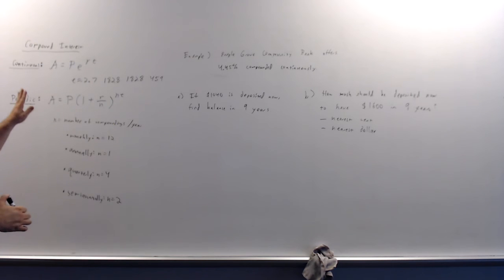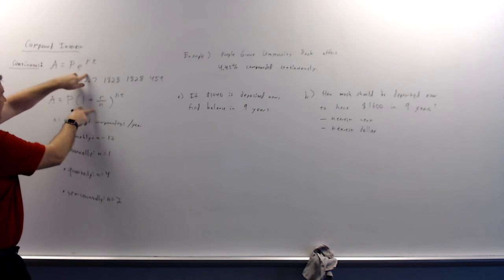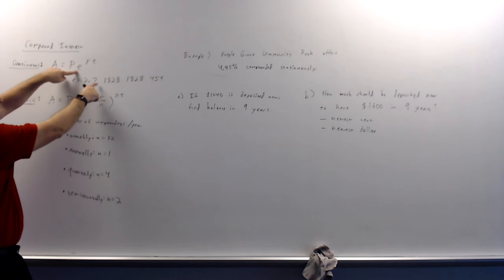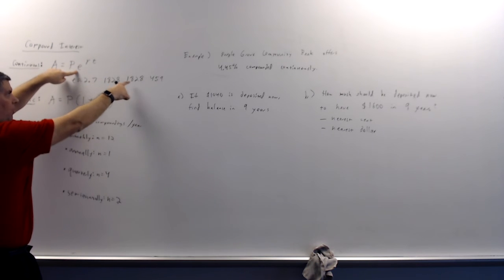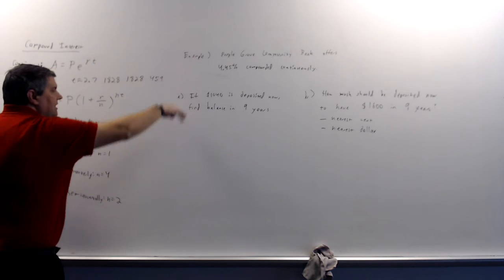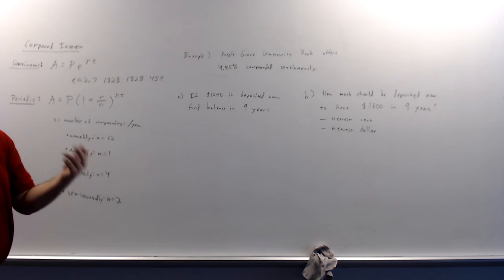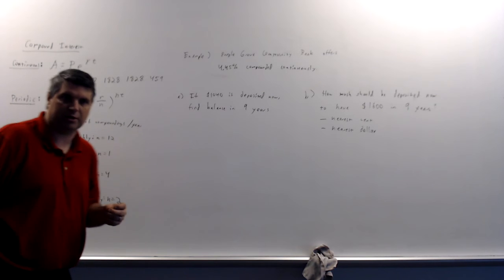So, accumulated value equals the principal, and then this is where things become different between the two of them. e is a constant. It's approximately 2.718281828459, and then it goes all over the place forever. You'll hit shift or second LN on your calculator to get to that feature.